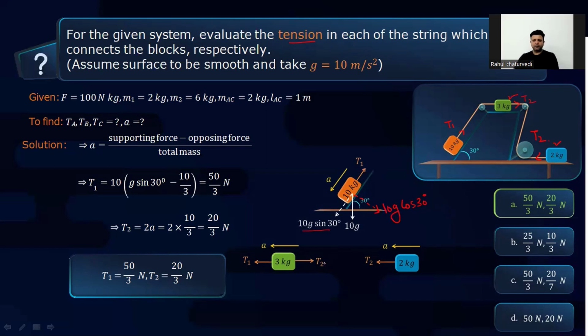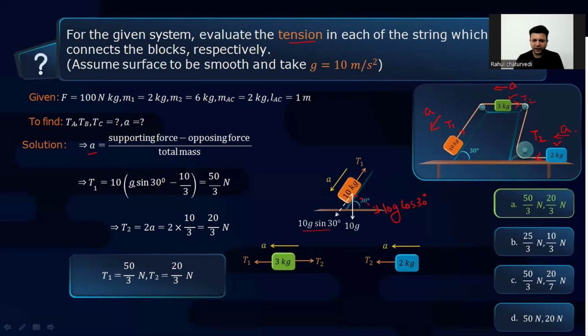So you can apply here the simple formula that acceleration is equal to supporting force minus opposing force divided by total mass. How can you solve this problem? Just think. Since all the blocks are connected, that means acceleration will be the same. Here acceleration will be same. Here also acceleration is the same. Acceleration will be same. Okay.